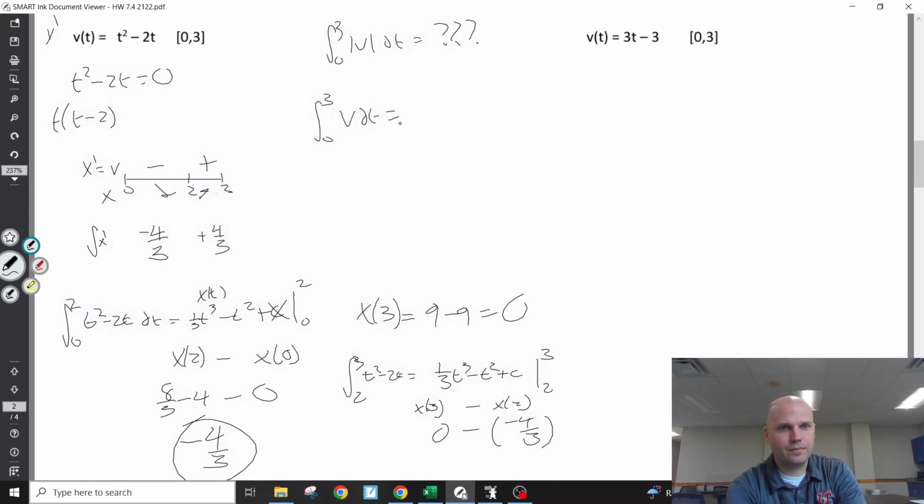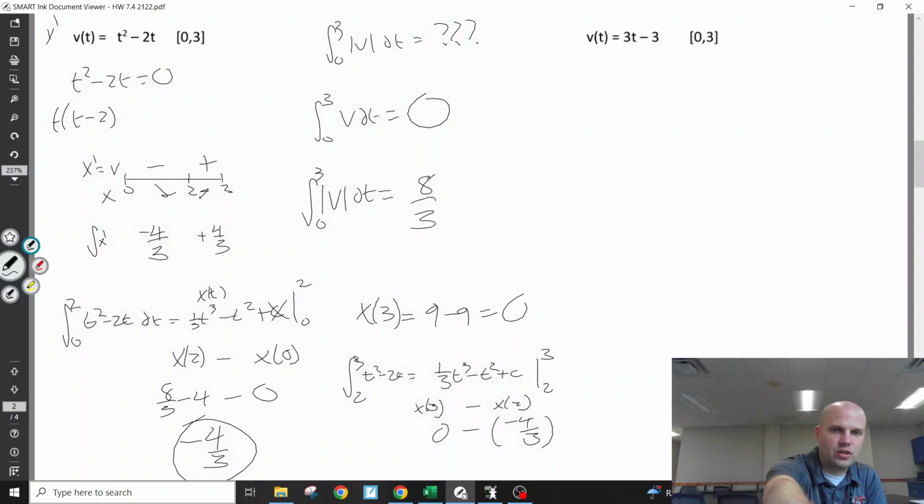So what is my displacement? 0. That would actually have been easier to find if we just did 0 to 3 to start. But what is my distance? It's going to be 8/3. That negative turned into a positive, that positive staying as a positive.